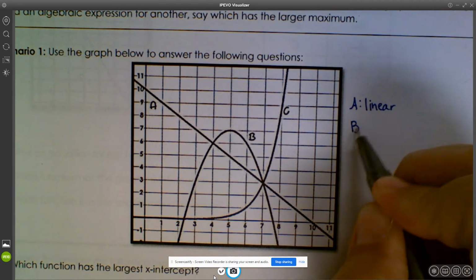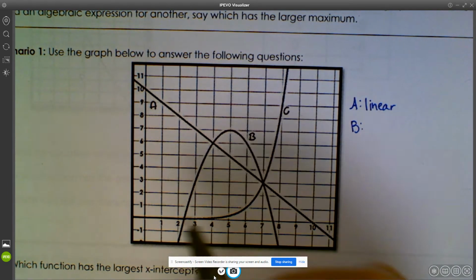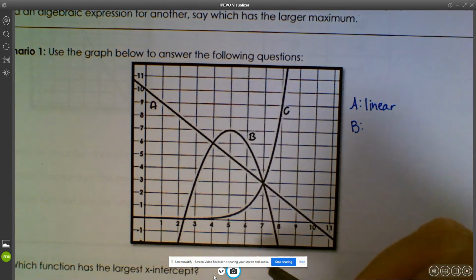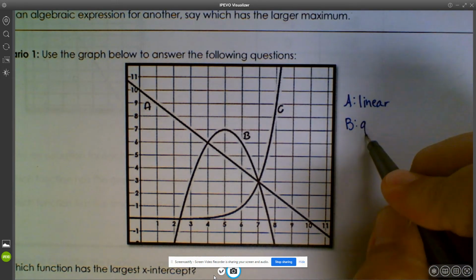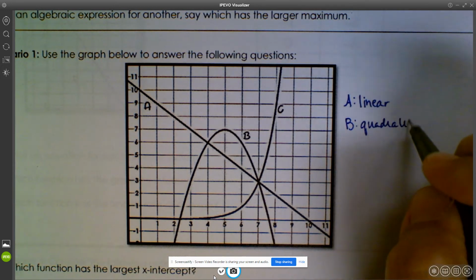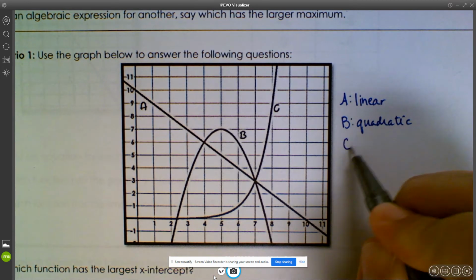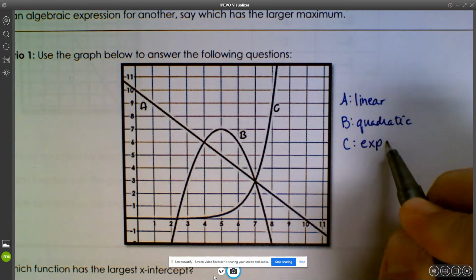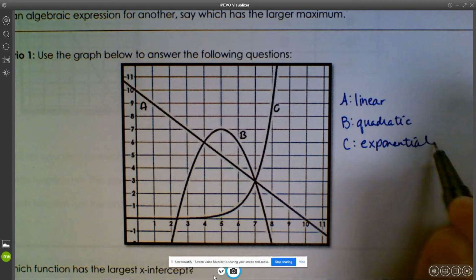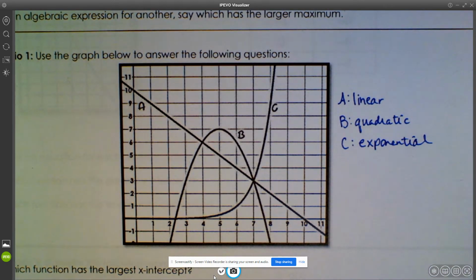When we look at function B, we've got this U-shaped parabola. And remember, a parabola is the graph of a quadratic function. And then we look at C. Notice how it starts sort of flattened out, but it grows rather quickly. C is going to be the graph of an exponential function. So that's what the graph of each function looks like. Now let's actually go through and answer some questions.